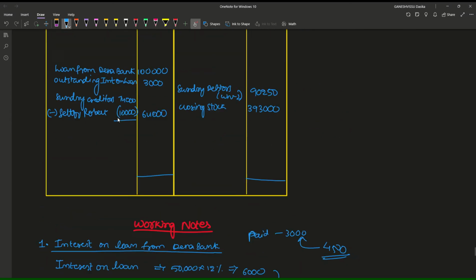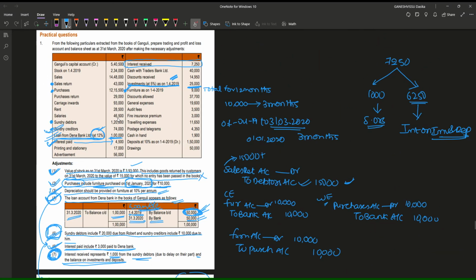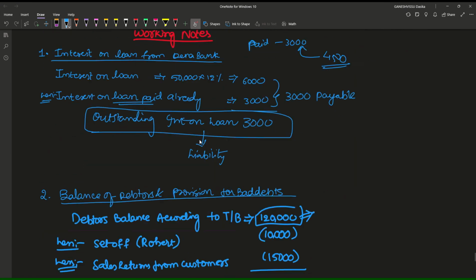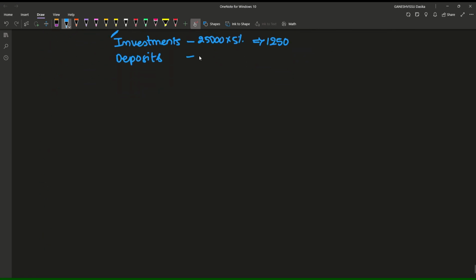Let us now go for the deposits. The deposits we are having here, deposits at 10%. 10% is the rate of interest, and we have taken these deposits on 1/4/2018 at the beginning of the year. The balance here is 1,50,000 rupees, and at the interest rate of 10%, that means 15,000 is the total value.